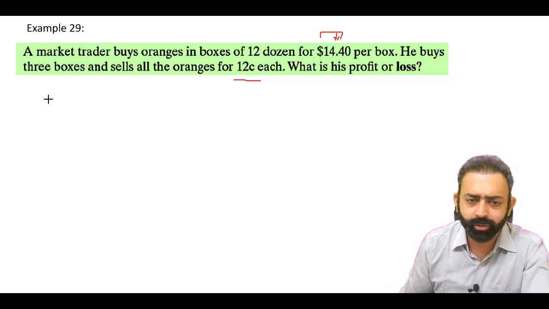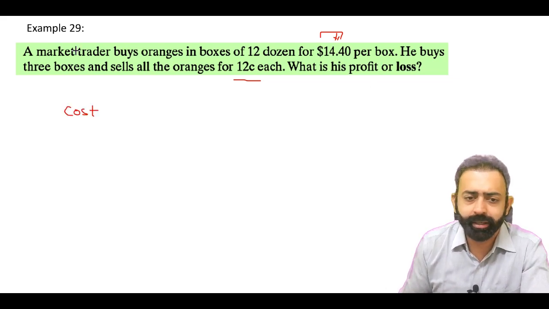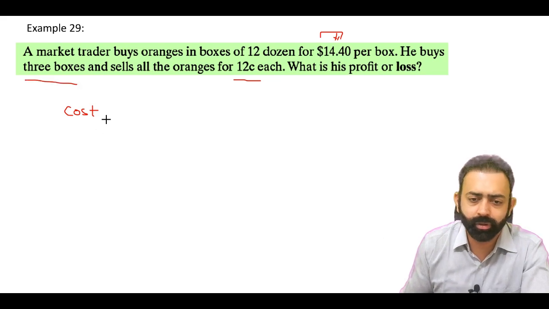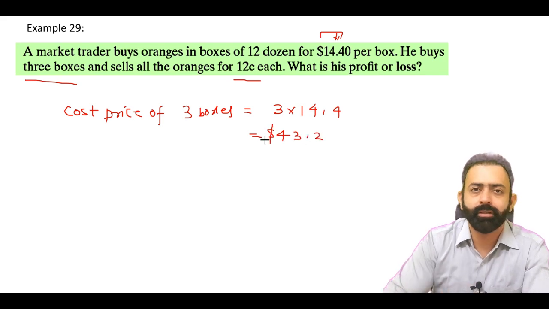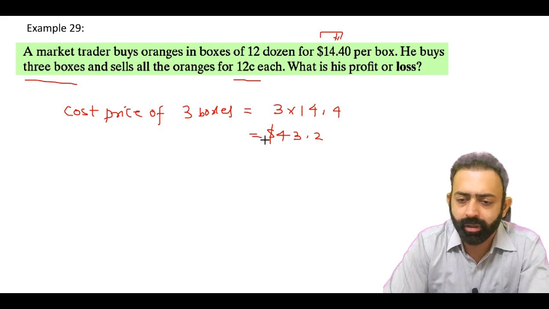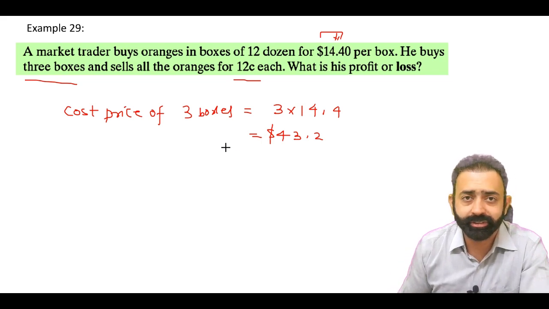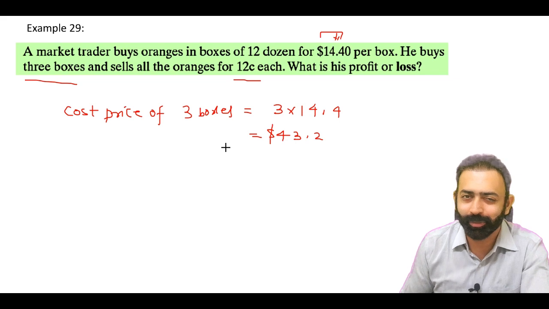And this is exactly what we are going to do. First of all, I am finding the cost price of 3 boxes, because the trader is buying 3 boxes. Cost price of 3 boxes will be equal to 3 multiplied by 14.4. This is $43.2. Now the selling price is rather more complicated.